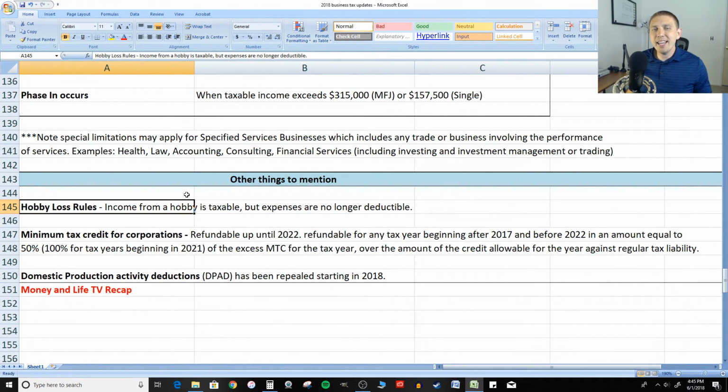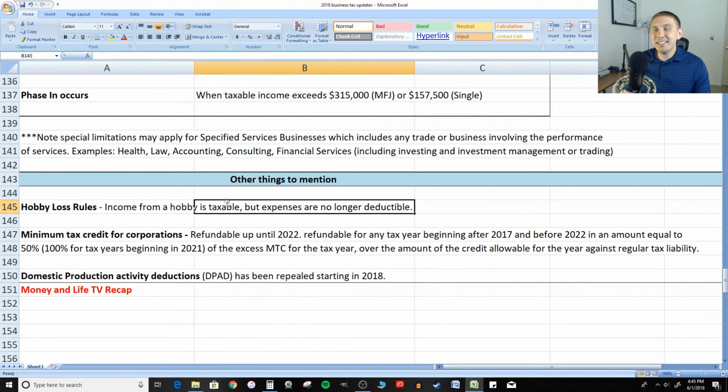Income from a hobby is taxable, but expense deductions are no longer deductible. This, in my opinion, really kind of ticks me off. If a person has a hobby and they make income, they're supposed to report that income. But now, if what they're doing is a hobby, they can't offset that income with expenses. I honestly wonder how many people are going to report that income in the first place, knowing that they can't even deduct anything against it.